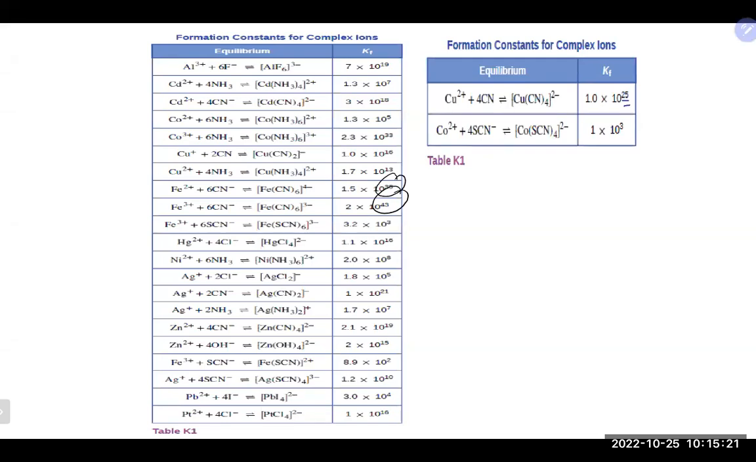Any questions on KFs and complex ions? All right, that wraps up this chapter.